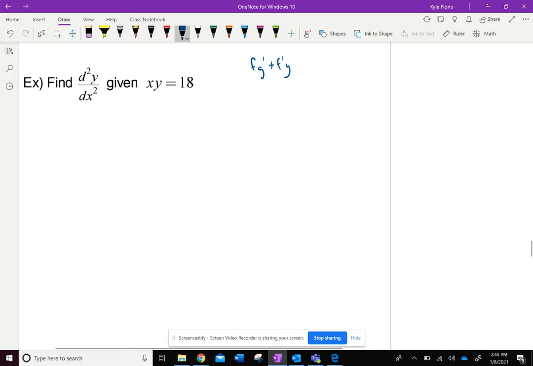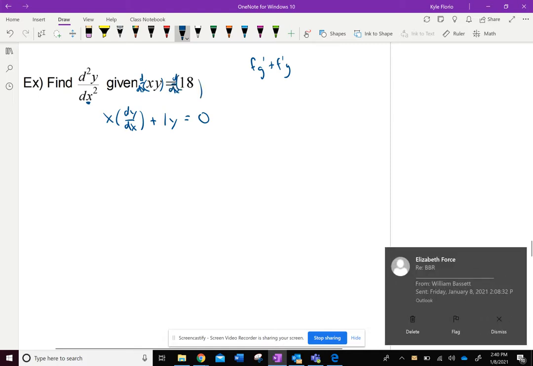So it's going to be the first function times the derivative of the second. The derivative of y is dy/dx, plus the derivative of the first function. The derivative of x is just 1 with respect to x, times the second function, which is y. And the derivative of 18 is 0. So we just took the derivative of both sides with respect to x.